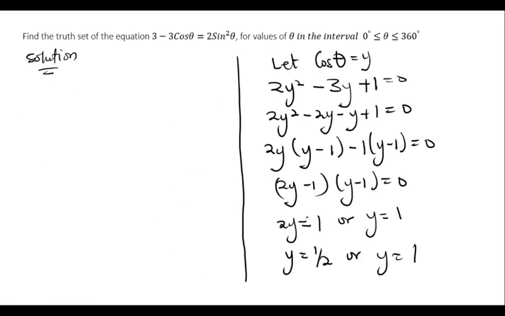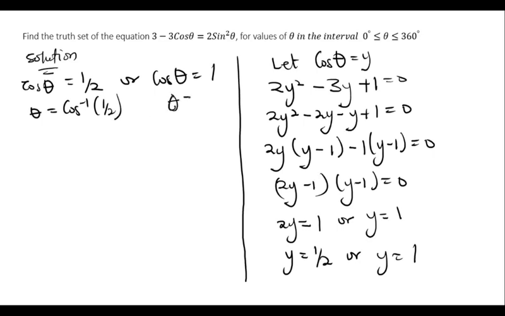All right, so from here we continue, but we said cos theta should be equal to y, so it means the y being half or 1 is not our final answer because we say cos theta should be equal to y. So from here we can say cos theta, which is the y over here, is equal to half, or cos theta is equal to 1. Okay, so now that we are able to see that, we can go ahead and solve for theta. So theta in this case will be cos inverse of half, or theta over here will be cos inverse of positive 1.